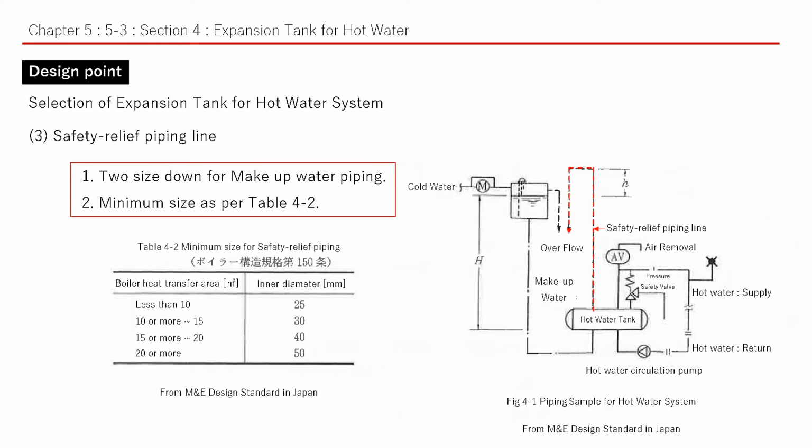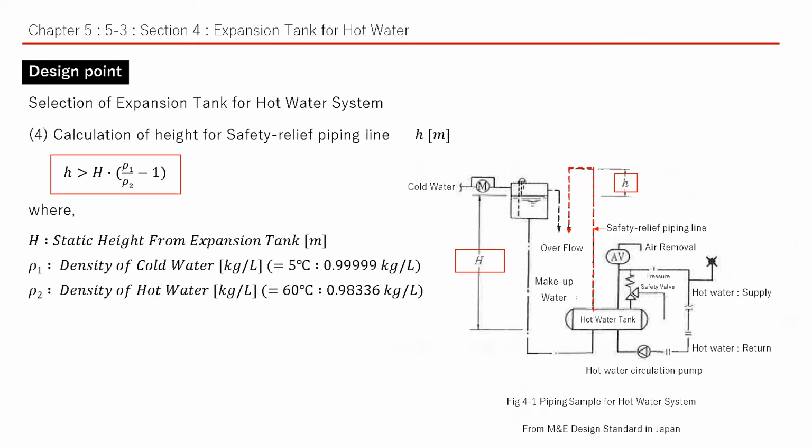Before calculation, we need to follow the general rule below. 1. To select 2 size down for makeup water piping. 2. To comply minimum sizes per table 4:2. This is the formula for selection of safety relief piping. Its purpose is to release the pressure inside the boiler and hot water tank. Calculate the required height from the density difference.